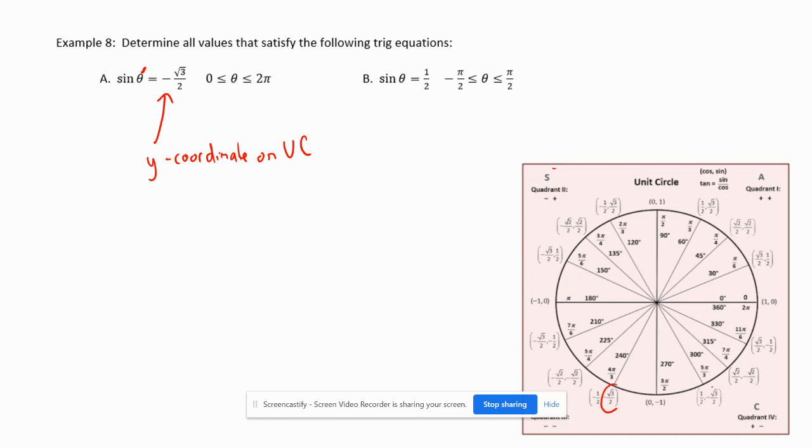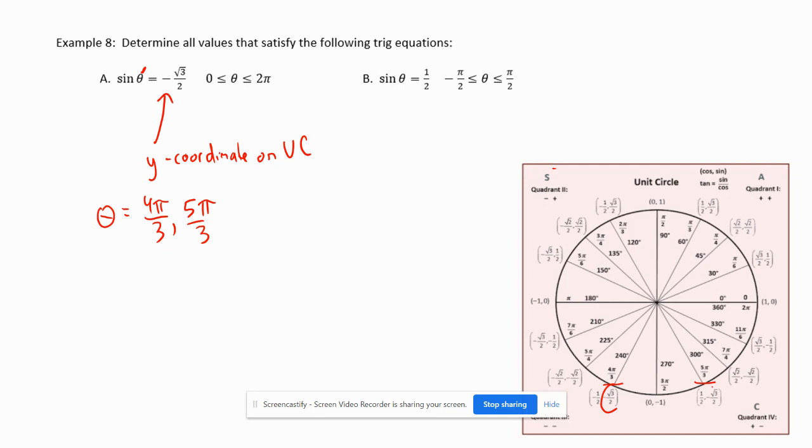Okay, now the answer, we're looking for theta, which is an angle. So what we're looking for is the angle in radians, because it's from 0 to 2 pi. So it's going to be this angle and this angle over here. So therefore we have theta equals 4 pi over 3 and 5 pi over 3.